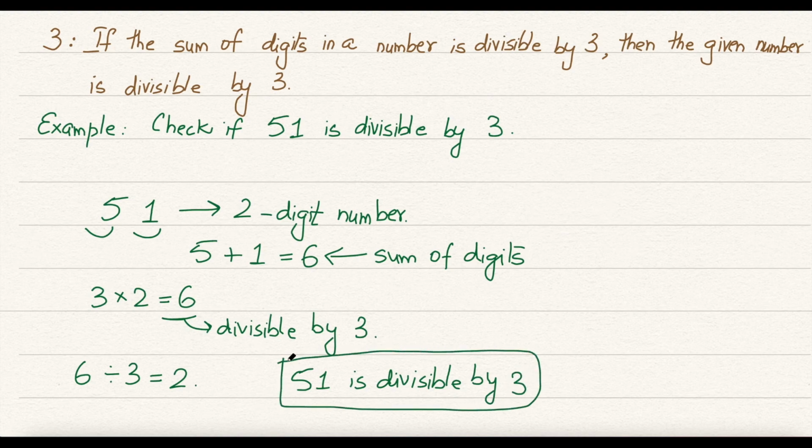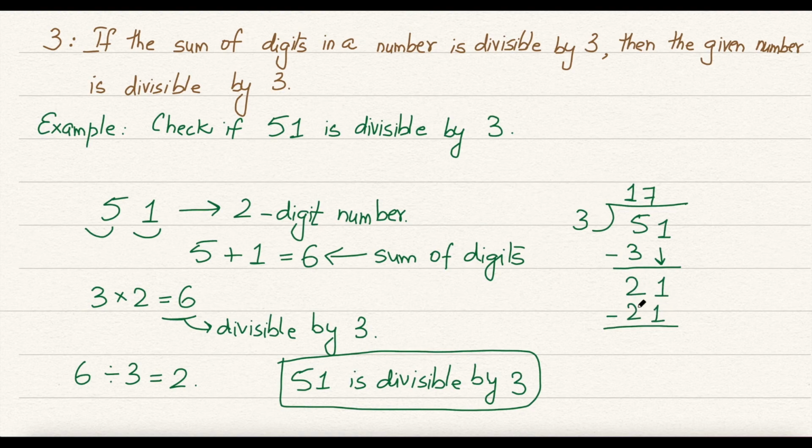Let's check it using long division method. Perform long division. This is 51. This is 3. 3 times 1 is 3. Subtract both the numbers. 5 minus 3 is 2. And then you bring 1 down. 3 times 7 is 21. You can check the table of 3 to determine 3 times 1 is 3 and 3 times 7 is 21.